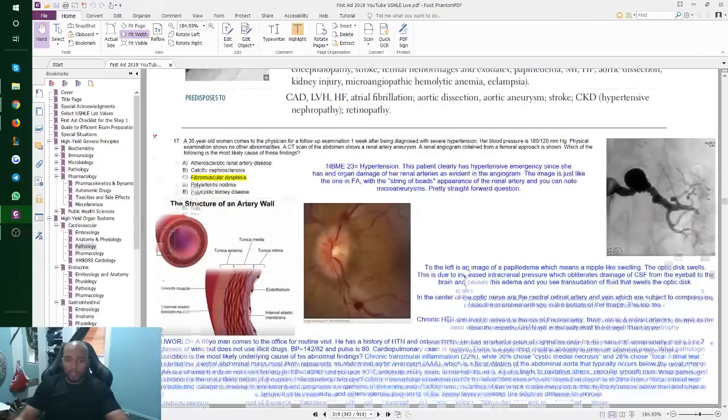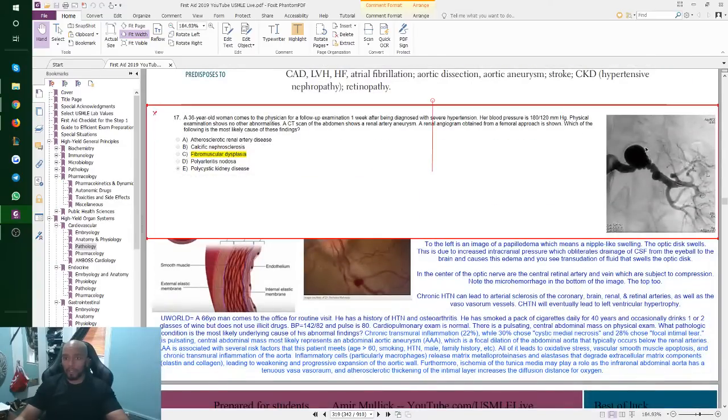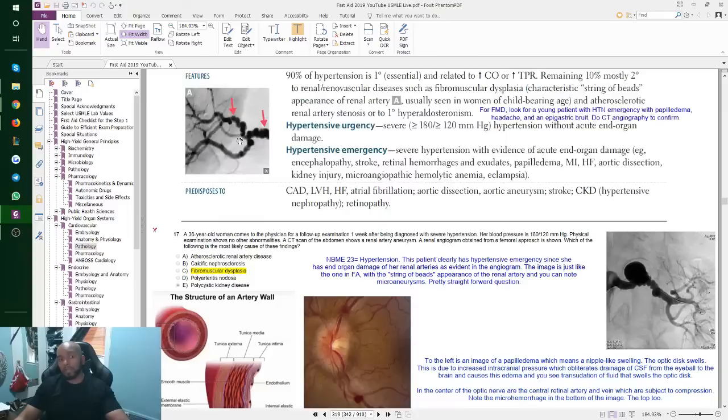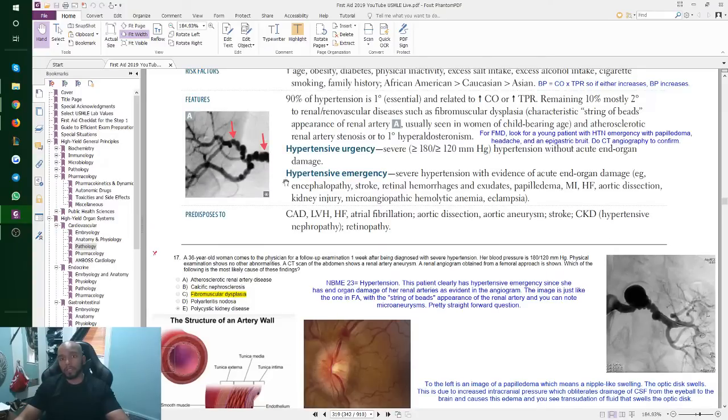Right, so now right here I have another image down here, this one, for the same thing. You can see the string. Now the string of beads is extremely clear in this image.